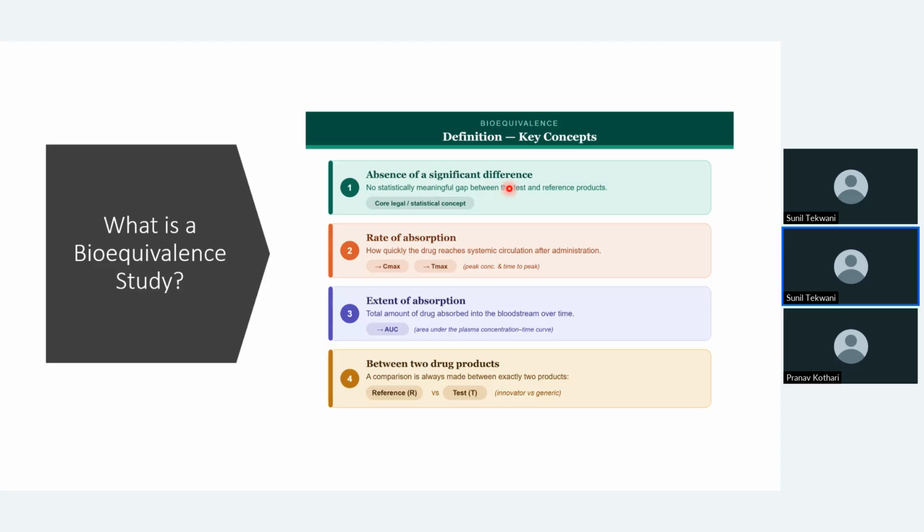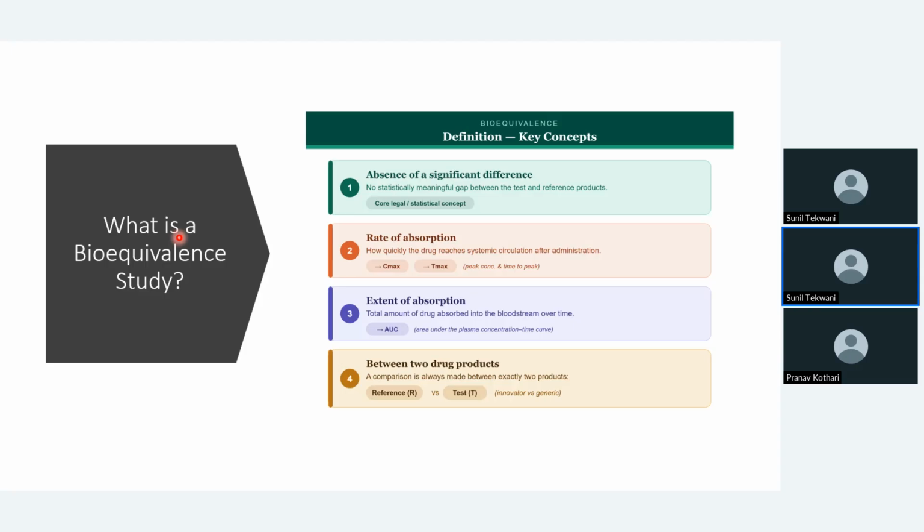So whenever somebody asks you the definition of bioequivalence, it's not necessary to recite the textbook definition. If you know these four components, you will be able to explain in your own words that when the rate and extent of absorption of two products are not significantly different, they are called bioequivalent. So this answers our first question. What is a bioequivalence study? For this question, if you have any queries, you can type in the Q&A box.